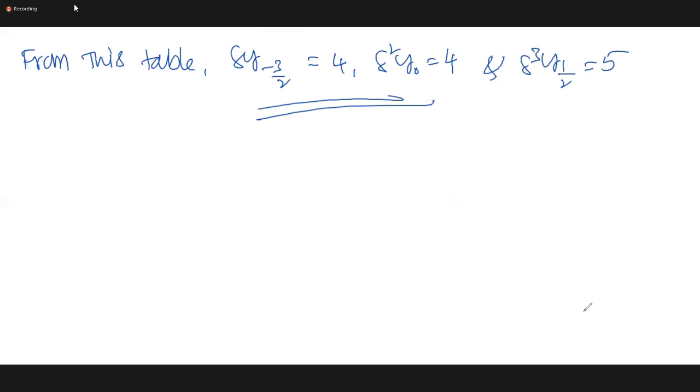In addition, we have 3 more operators: averaging operator, shift operator, inverse shift operator, and differentiation operator D. In the next class, we will discuss these additional operators, the averaging operator, shift operator, inverse shift operator, and differential operator, and their relations. Okay, thank you.